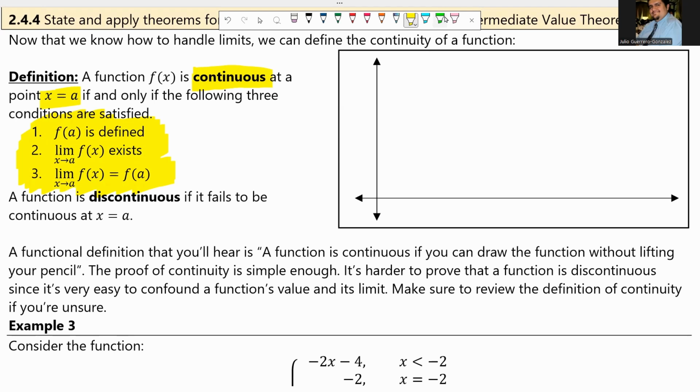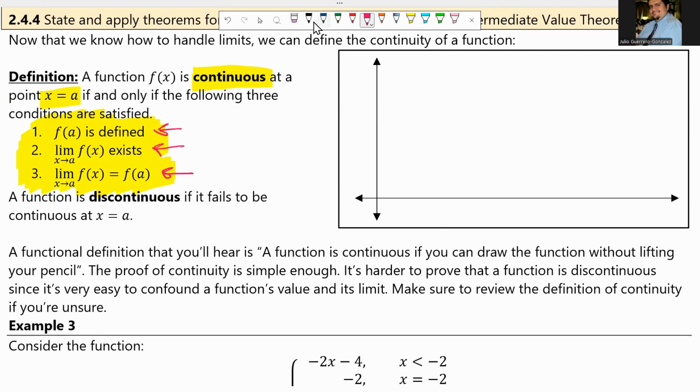First of all, number one, f of a has to be defined. Second, the limit as x approaches a of f of x has to exist. So keep track of this: this one says that the function has to be defined, this one says that the limit has to exist, and this one says that both 1 and 2 have to be equal.